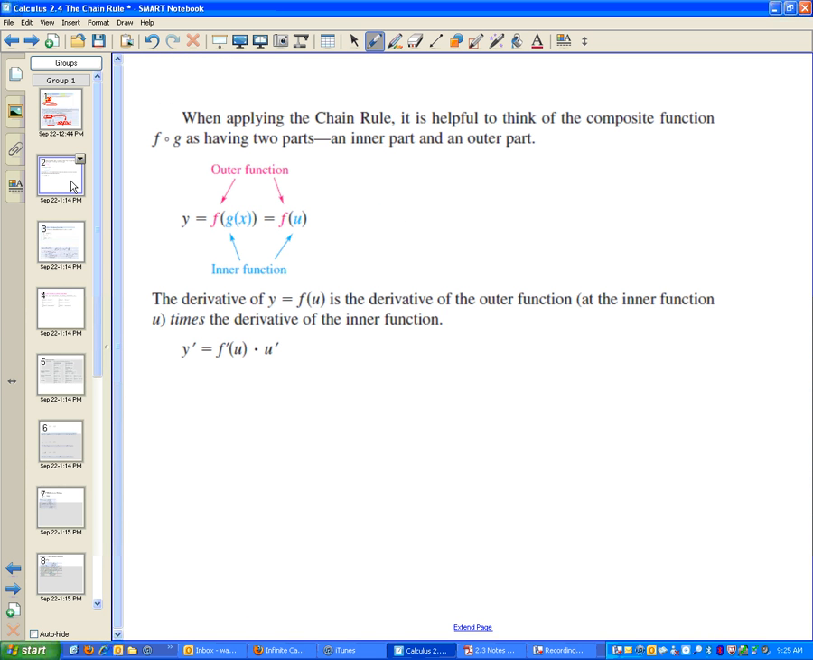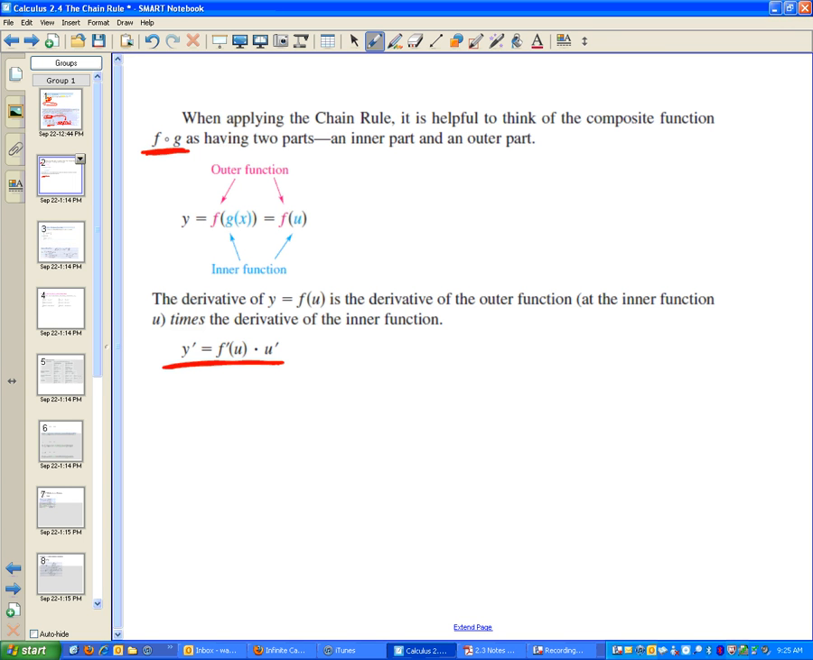Now, as we keep going in the book, at the bottom of page 131, they try to explain it to you another way. So, I'll explain it as many different ways as we can. Something's going to stick eventually. So when applying the chain rule, it is helpful to think of the composite function f of g as having two parts, an inner part and an outer part. So the derivative of f of u is the derivative of the outer function times the derivative of the inner function. So maybe you like this notation better.